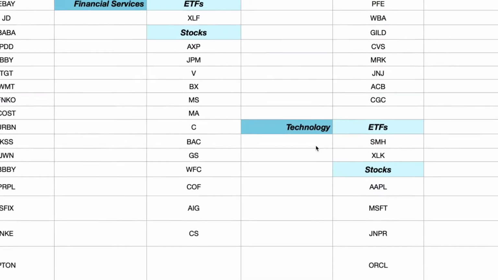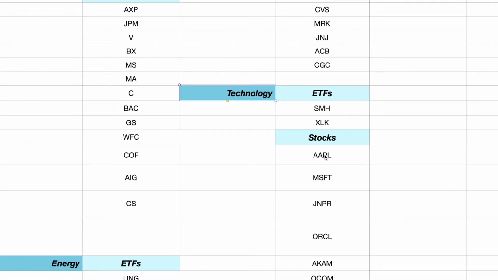So once again, for the technology sector right here, I have two ETFs listed, SMH and XLK. These are like SPY or QQQ. They're broad market index ETFs. So trading one of these assets gives you broad exposure to the whole technology sector. And then down here below are the individual stocks I like to trade within the tech sector. And so here you go. There's Apple. And then Microsoft, Juniper, Oracle, so on and so forth.